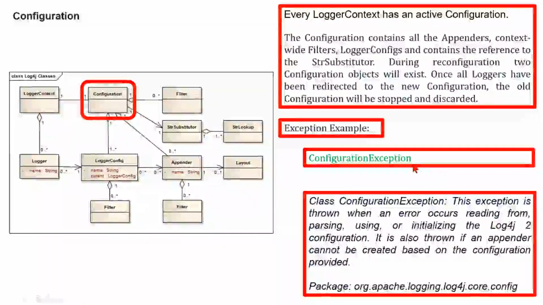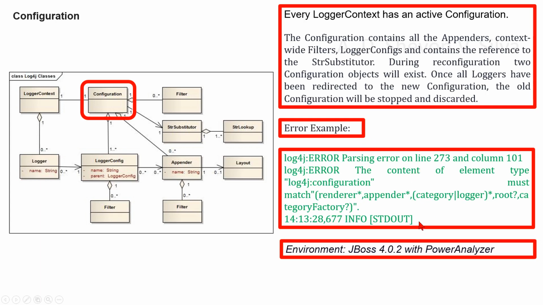For example, we can consider class ConfigurationException. This exception is thrown when an error occurs reading from, parsing, using or initializing the Log4j2 configuration. It is also thrown if an appender cannot be created based on the configuration provided. This is in the package org.apache.logging.log4j.core.config. As an error example, we can consider one that occurred in the environment with JBoss 4.0.2 with Power Analyzer.